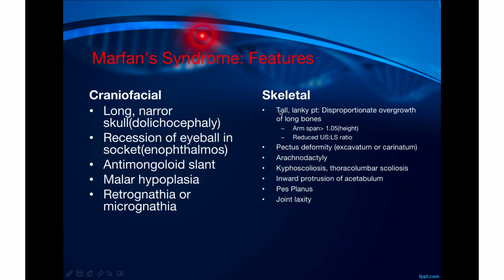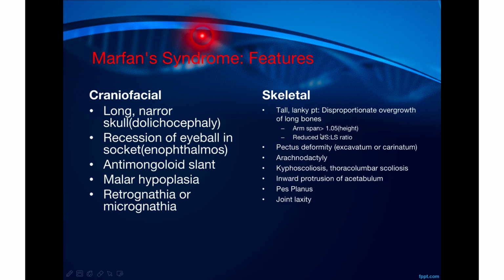And next, we're going to see some other skeletal features. The patient is going to be tall and lanky, having disproportionate overgrowth of long bones. I'm going to show you a picture of this as well. The patient is going to have a long arm span, usually greater than the total height of the patient by 1.5 times. Also, we're going to have pectus deformity. The chest is going to be deformed like pectus excavatum and also pectus carinatum, pigeon's chest, which we're going to see in the patient as well.